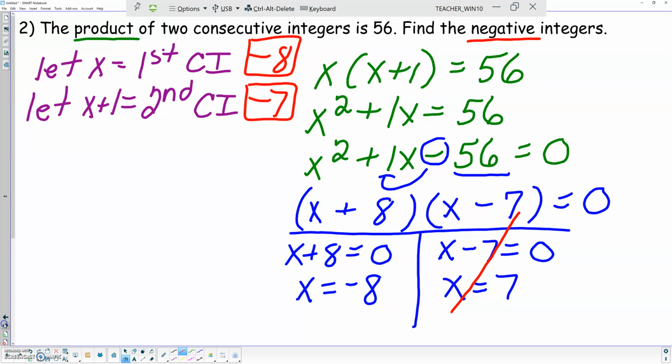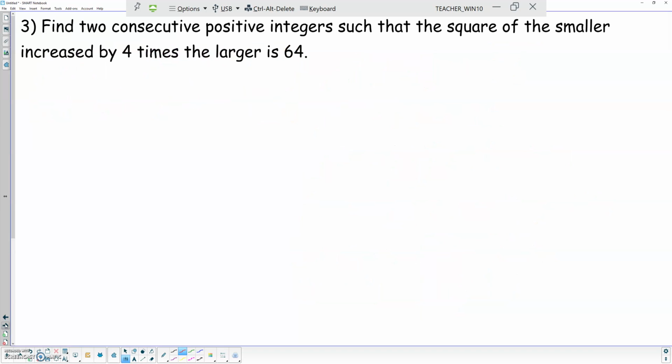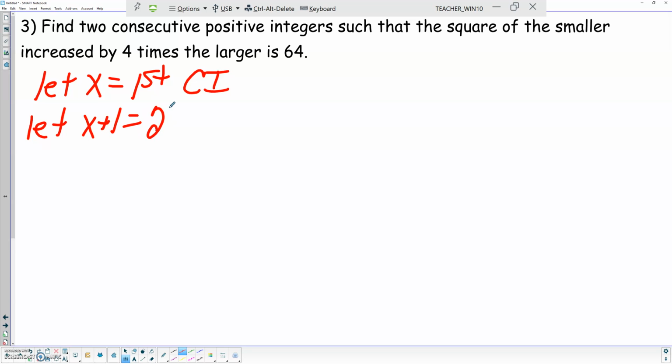Okay, let's try one more. Find two consecutive positive integers such that the square of the smaller increased by 4 times the larger is 64. Okay, so again, they want two consecutive positive integers. So we're going to need two let statements. So we're going to let x equal the first consecutive integer, and then we're going to let x plus 1 equal the second consecutive integer.